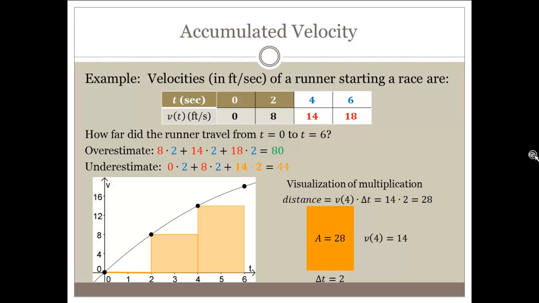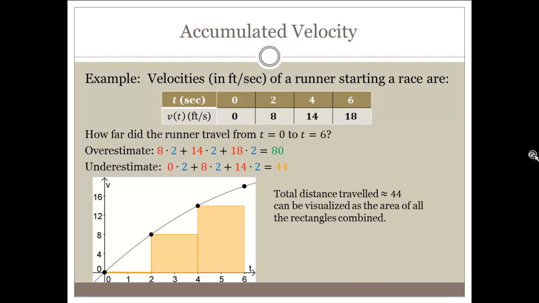So now that we have visualized the distance traveled over each time interval, we can visualize the total distance traveled over the 6 seconds as the area of all the rectangles combined. That is, the area of the first rectangle, which is 0, plus the area of the second rectangle, which is 16, plus the area of the third rectangle, which is 28, for a total of 44.